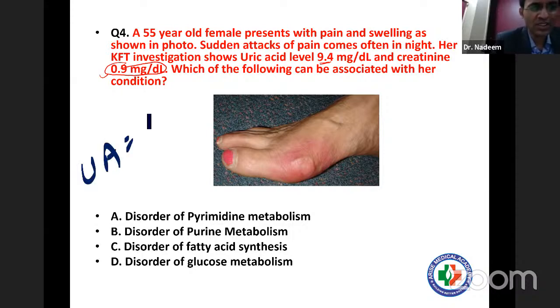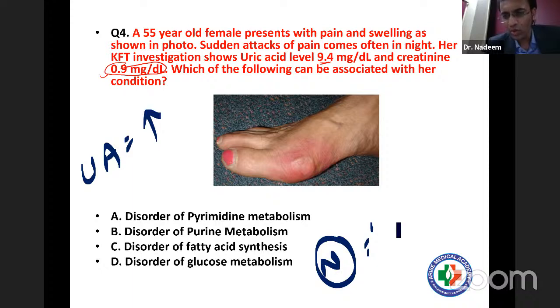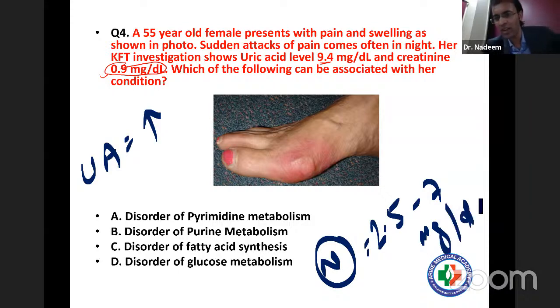Uric acid level is very, very increased. So how much is the normal level of uric acid? Normal level of uric acid is actually 2.5 to 7 milligram per deciliter. But in this female, uric acid level is 9.4 milligram per deciliter, so I can say that she is having hyperuricemia. Creatinine level is 0.9, which is in the normal range. So I have one piece of information here, that she is having increased level of uric acid.